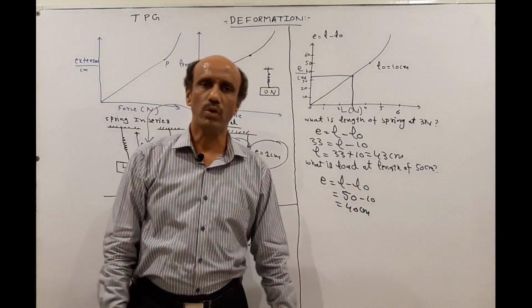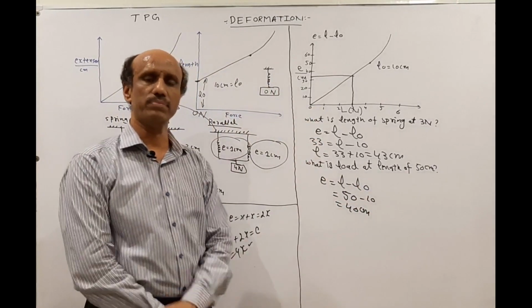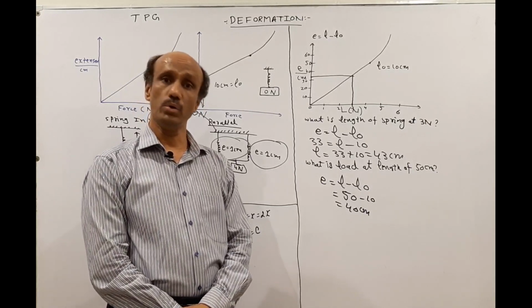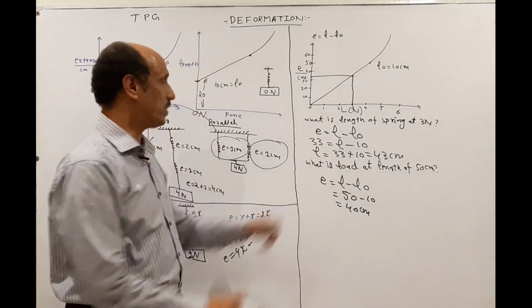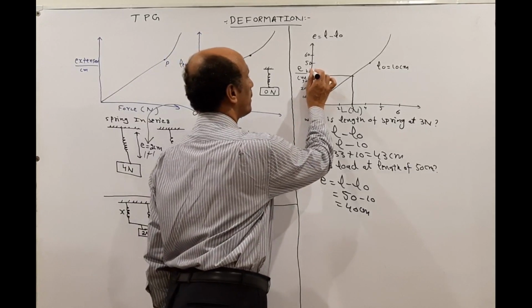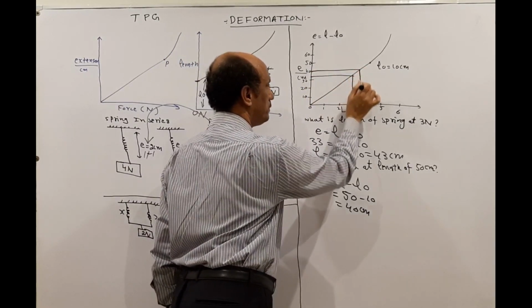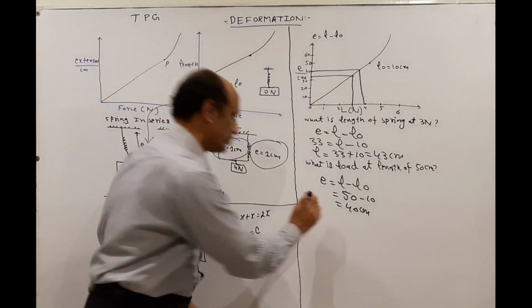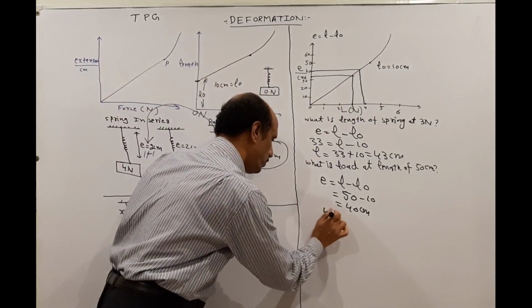Now guys, we got the extension and we have the graph given in the question paper. So what we will do? We will find the load or the force very easily. So for 40 centimeter, that is 4 Newton. So the answer is 4 Newton.